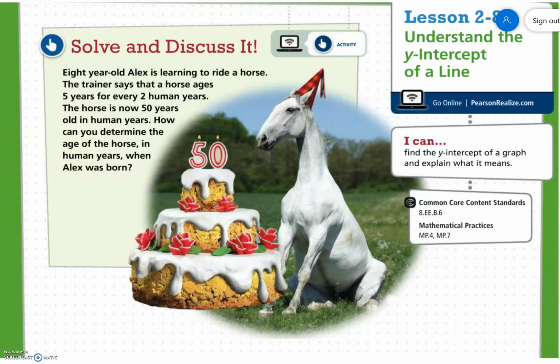Hi, 8th grade. Welcome to lesson 2.8, Understand the y-intercept of a line. By the end of the lesson, I want you to be able to say, I can find the y-intercept of a graph and explain what it means. Let's solve and discuss it.